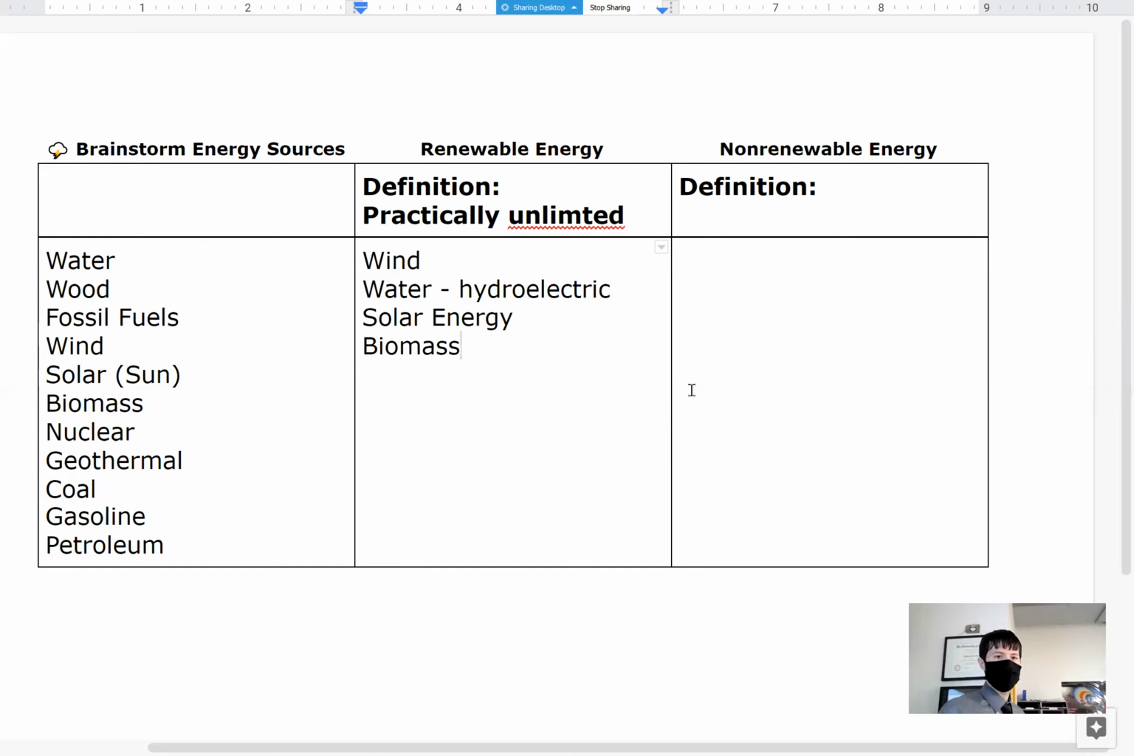What else would be, let's see, is there any other? Yeah, there's a few more. Do you guys have any guesses on some other ones that'd be renewable? Yep, geothermal. Do you know what geothermal is? Heat, yeah, heat.